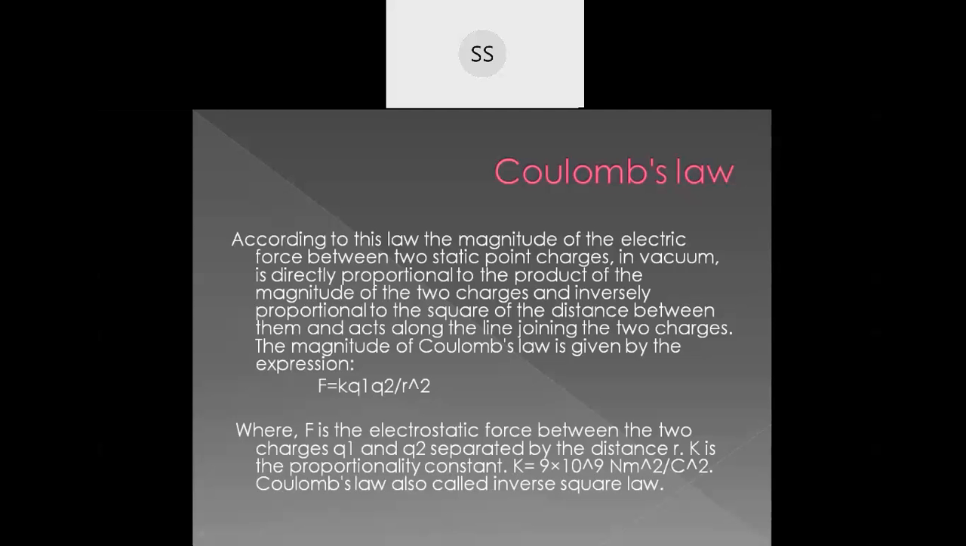To get a particular value, we have to remove the proportionality sign. So F equal to, we put a constant, that constant is K. F equals K Q1 Q2 by R square. K is the proportionality constant. The value of K is 9 into 10 to the power 9 Newton meter square divided by Coulomb square.